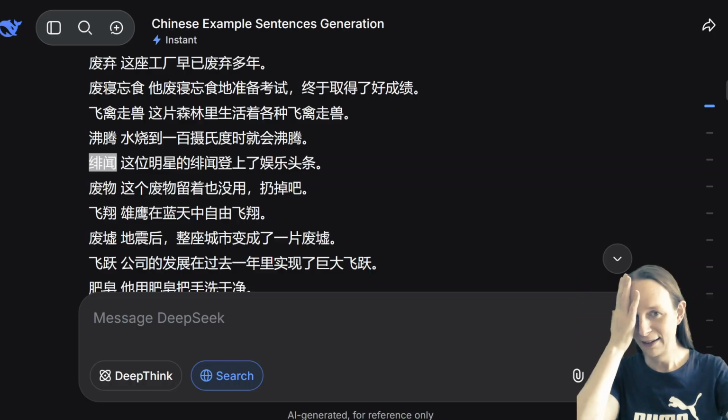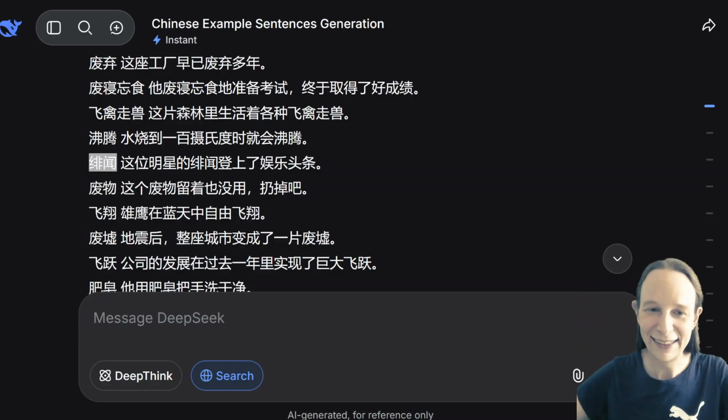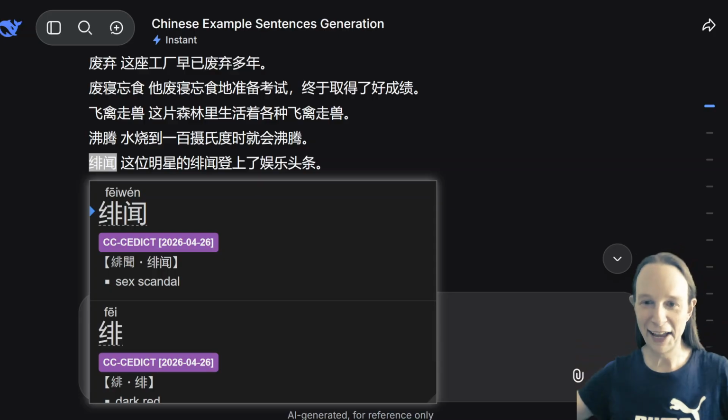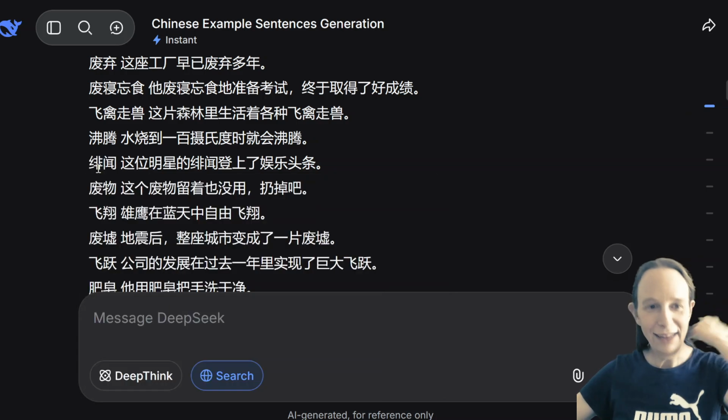Oh, this one, 绯闻. This is like a sex scandal or something like this. All right. Sex scandal. Yeah, I'm sorry, but that's the definition. I can't do anything about that. I looked it up in the dictionary.